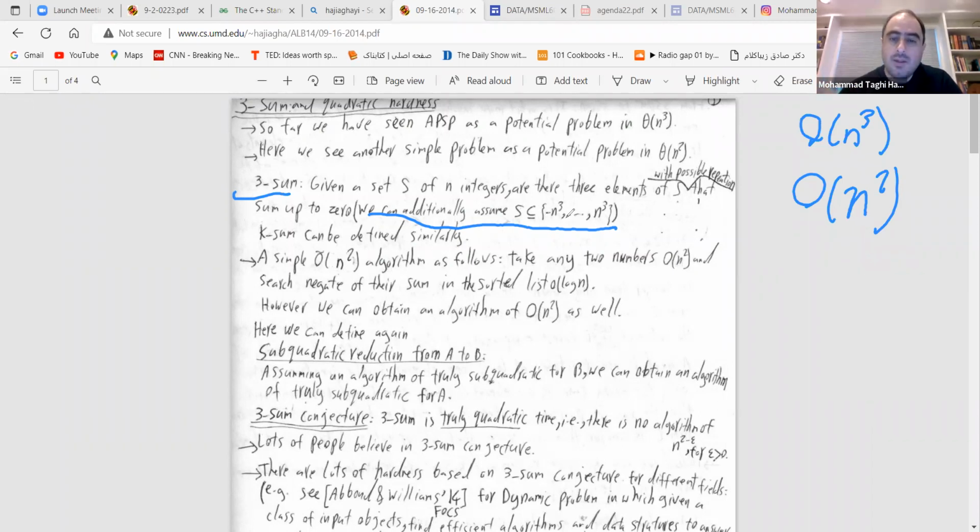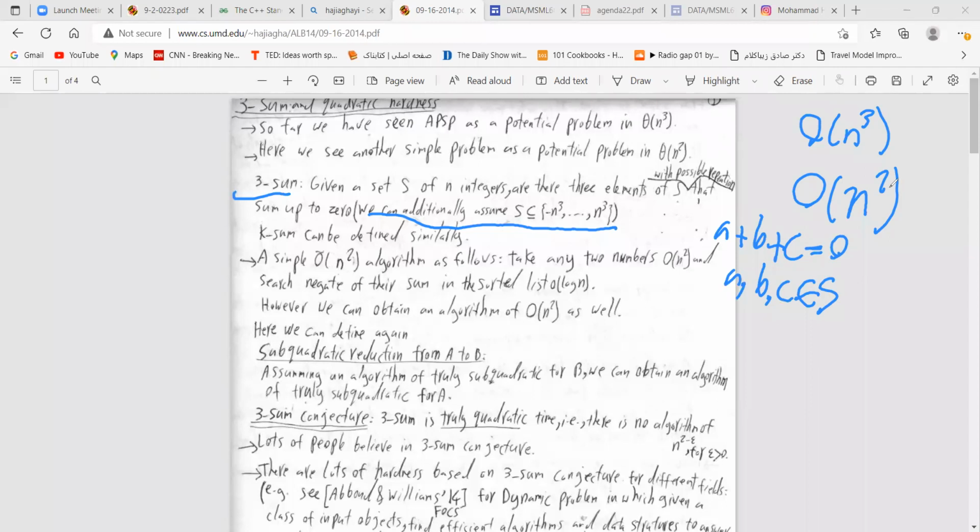Now, what is the problem? The problem is whether there are three numbers a, b, and c, all of them belonging to S, such that their sum is equal to 0. By the way, you are seeing the shared screen, correct? Yes. Great. Okay. So this is whether there are three numbers whose sum is equal to 0 or not.